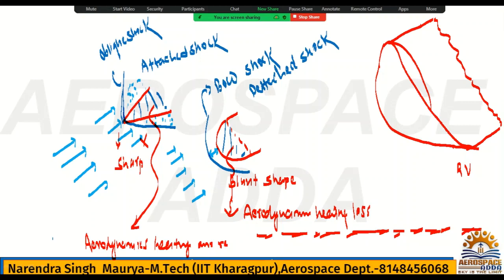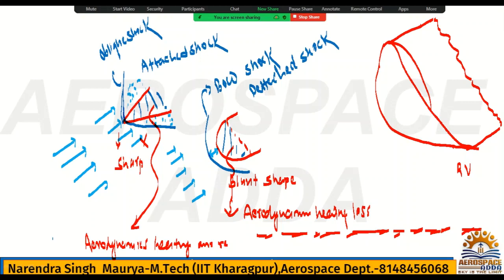If you are giving this blunt shape, then instead of normal shock or oblique shock, bow shock will be formed. If bow shock will be formed, then you will get more space between the shock and surface. So whatever the thermal conduction, that means the transfer of heat from air to the surface, you can reduce that. Okay, you can minimize that. You cannot avoid it, but you can minimize, so that benefit you will get.